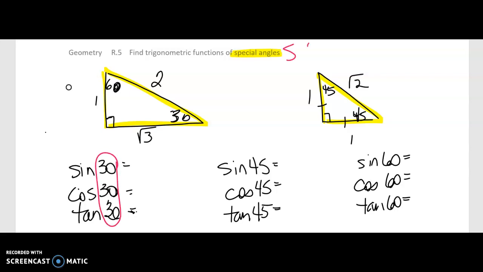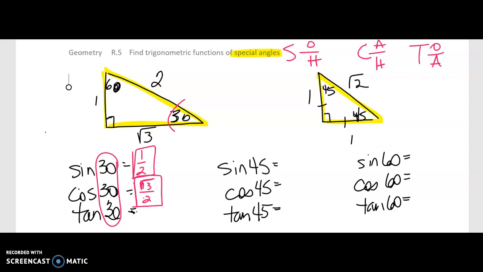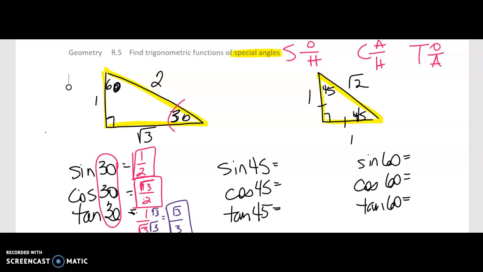And remember, some old hippie caught another hippie tripping on acid. So sine of 30 is opposite over hypotenuse. That's reduced. Cosine is adjacent over hypotenuse. That is reduced. And tangent 30 is 1 over square root of 3. You can't have square root of 3 on the bottom, so we do it to the top and bottom, and we get square root of 3 over 3.